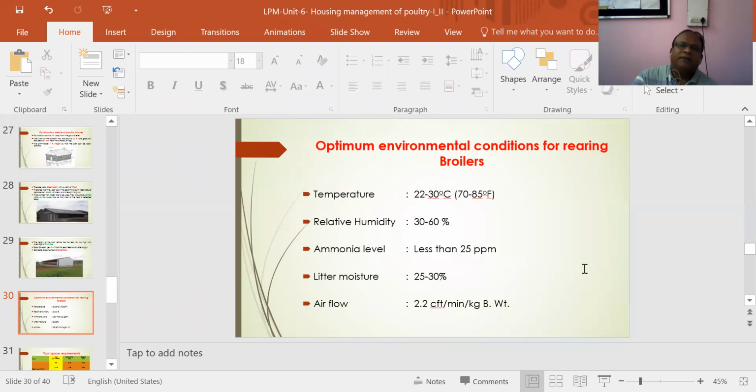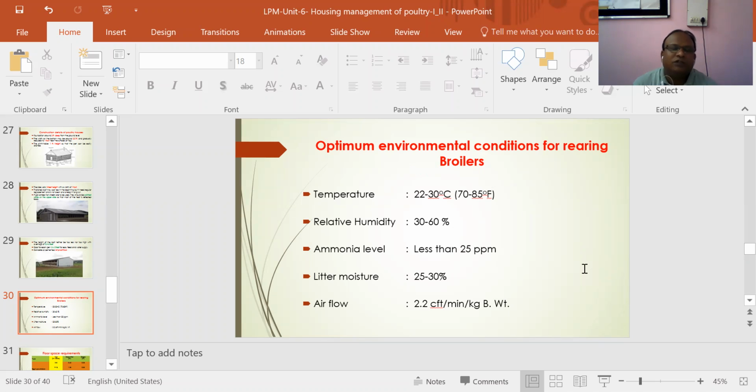Now, the optimal environmental conditions for rearing broilers, not layers, for 6 to 8 weeks. What are the optimal environmental requirements? The temperature of the shed should be 20 to 30 degrees centigrade, that is 70 to 85 degrees Fahrenheit. Relative humidity 30 to 60%. Ammonia level in the shed must be less than 25 ppm. Litter moisture should be 25 to 30%, not more than 30% and not less than 20%.